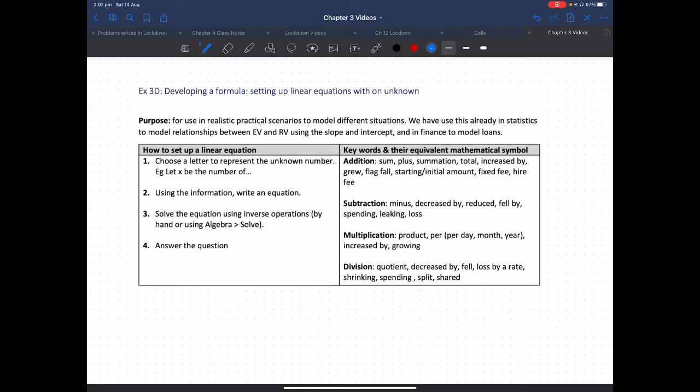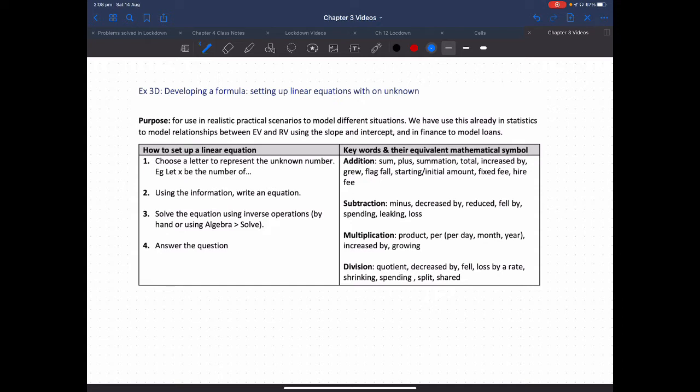In this exercise, you'll be developing formulas yourself. These will be linear equations with an unknown. You have already done some things during the year like this. For instance, when you did statistics, you were using explanatory variables and response variables, and you came up with the regression lines, the line of best fit. And you also did this when you were doing some of the finance material earlier on in the year.